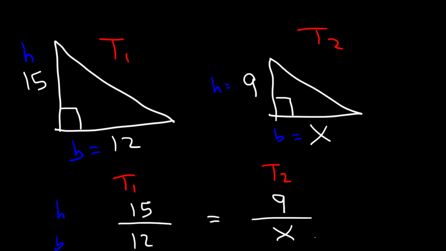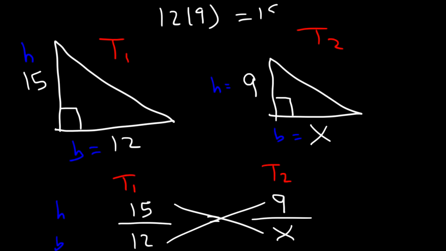And then you're just simply solving. You have to be careful when setting up the proportion correctly. If you don't do it correctly, then you're going to get the wrong answer. So that's why it helps to have one side represent triangle 1 and the other side represent triangle 2. Now let's cross multiply. So we have 12 times 9, which is equal to 15 times x. So what is the value of x?